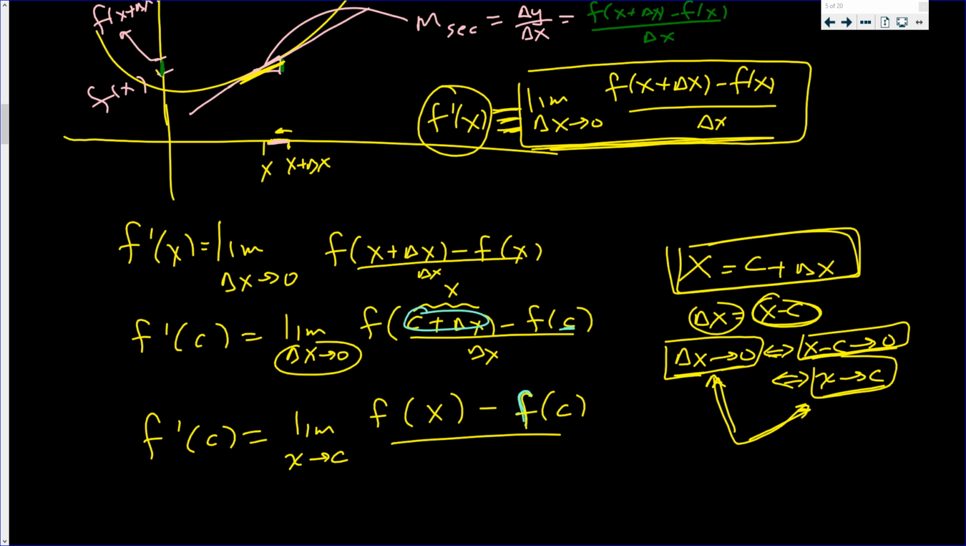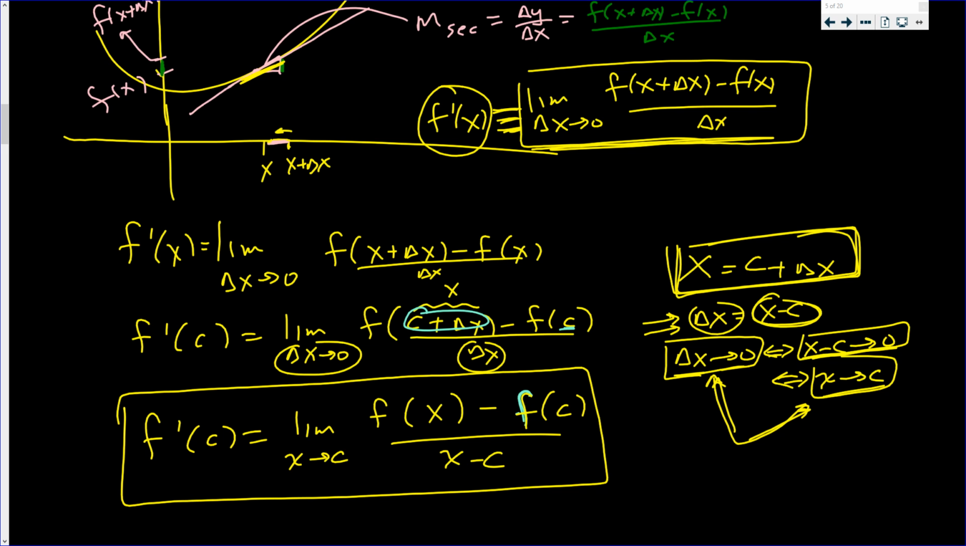And one last thing, remember, this substitution gave rise to delta x equaling x minus c. So instead of delta x, I'm going to put x minus c. There, this is the alternate derivative formula.